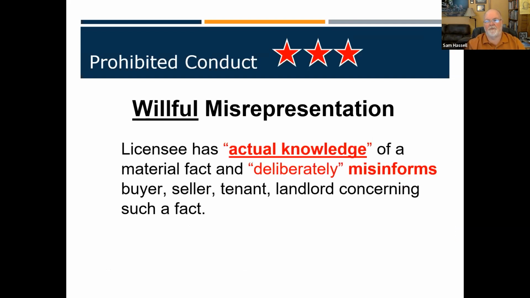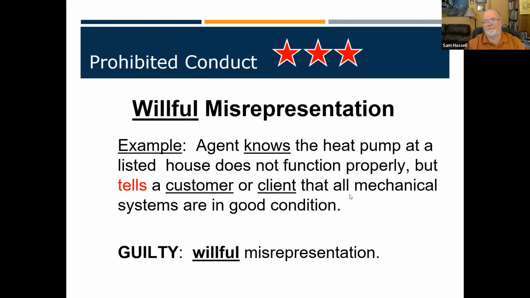All right. So the first one, willful misrepresentation. This means that the licensee, the broker, has actual knowledge of a material fact and deliberately misinforms the buyer, seller, tenant, landlord concerning such a fact. You knew that something was wrong and you lied about it. Okay, this is what's called willful misrepresentation. For example, agent knows the heat pump at a listed house does not function properly, but tells a customer or a client, either one, that all mechanical systems are in good condition. This is willful misrepresentation.